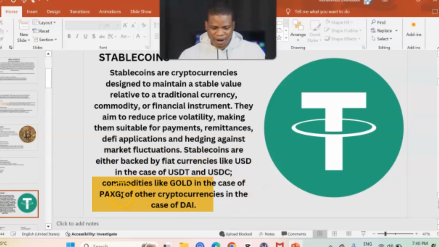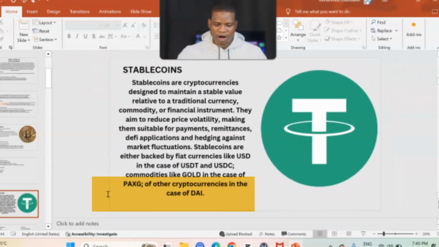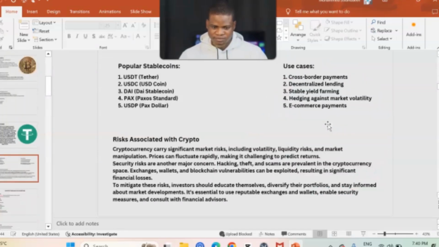Also, some stablecoins are backed by commodities like gold, in the case of PAXG, which is a stablecoin backed by gold. And some stablecoins are backed by other cryptocurrencies. This T logo we have here is a sign of a stablecoin, which is for Tether, which is USDT.